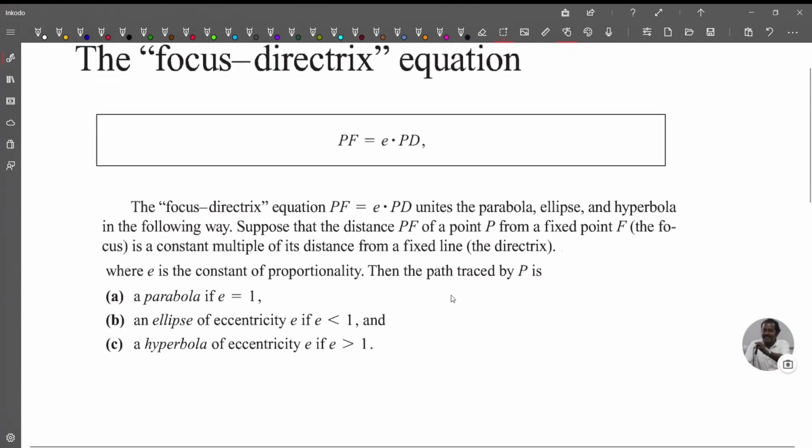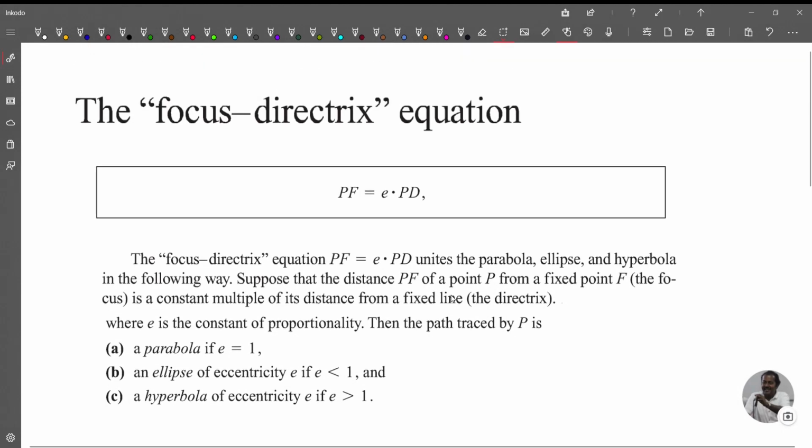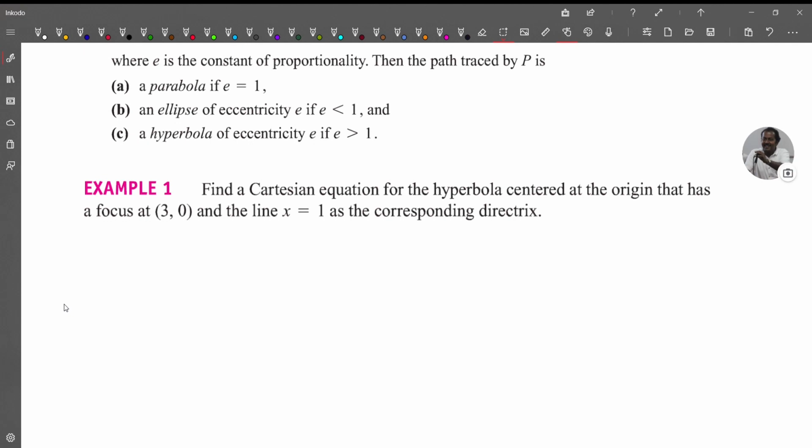Now we do a problem based on focus directrix equation. Find the Cartesian equation of the hyperbola centered at origin that has focus (3, 0) and the line x equal to 1 as the corresponding directrix. We solve this. Given that F is equal to (3, 0), so that is equal to (c, 0).